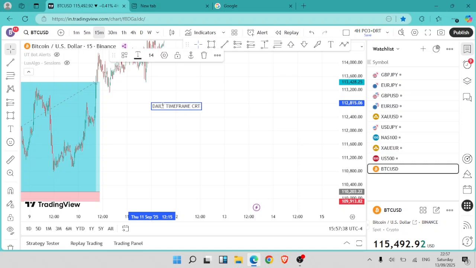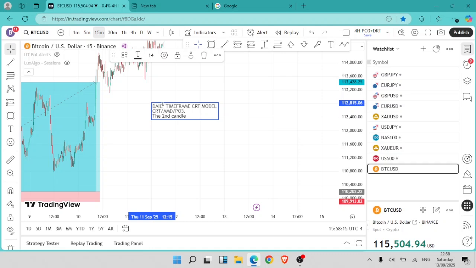CRT model. And as I said in my previous videos, CRT and AMD and PO3, they all look the same to me, so whichever way you choose to see it, to understand it, as long as it works for you. So in this case, the second candle gives us a dealing range.